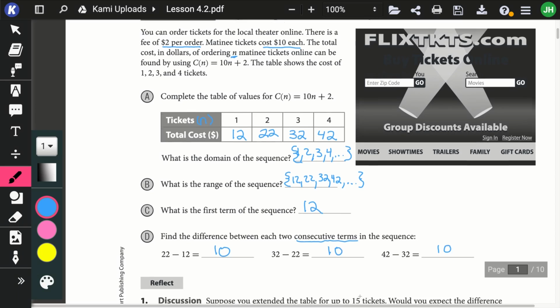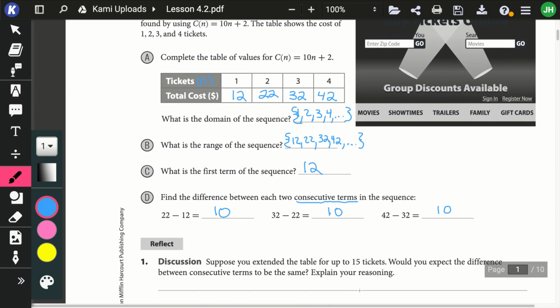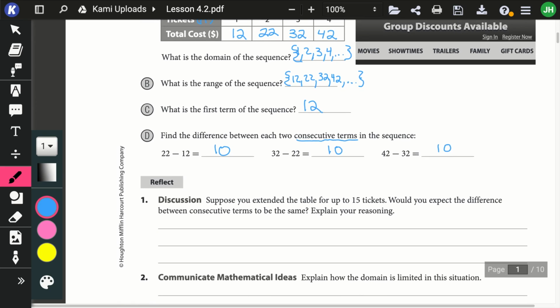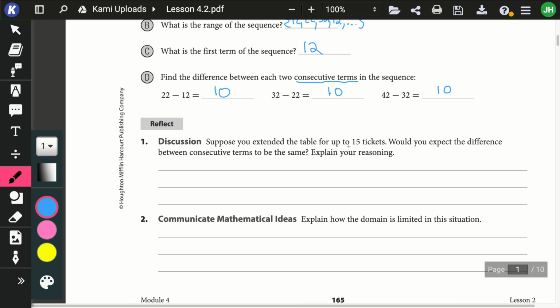What do you notice about those differences between consecutive terms? So let's ask a question. Suppose you extended the table for up to 15 tickets. Would you expect the difference between consecutive terms to be the same? Why don't you pause the video and answer for yourself? Great. Let's see. So we are in an arithmetic sequence, right? And in an arithmetic sequence, the difference between consecutive terms is the same. So what did you say here?